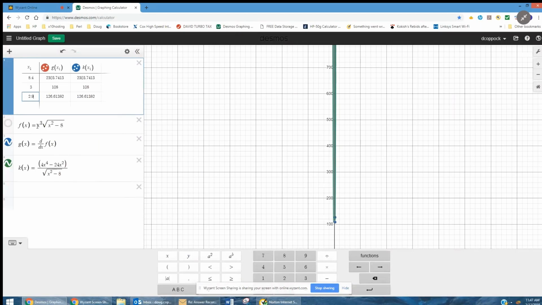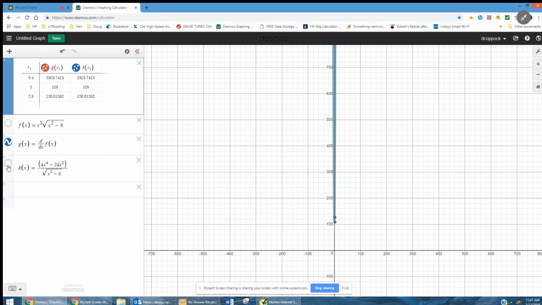I've typed in the function f of x equals x cubed times the square root of x squared minus 8. Then I use the function set up here under miscellaneous to get g of x equals the derivative with respect to x of f of x. And if I unhighlight the green, there's the graph of that derivative. And then I typed in k of x as the answer that we got on the whiteboard. And we can see it looks the same way.